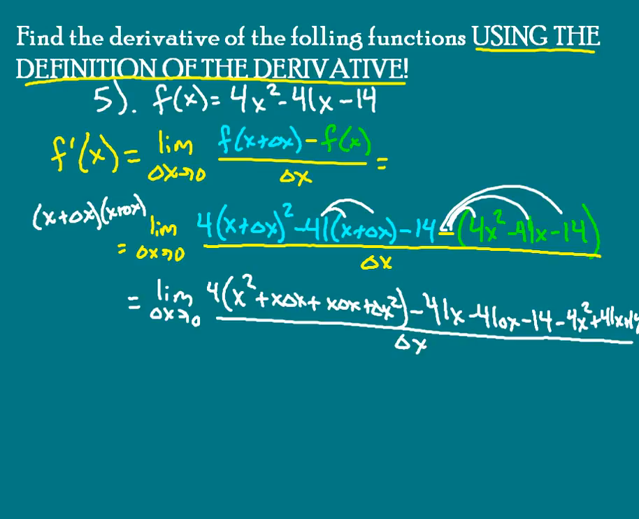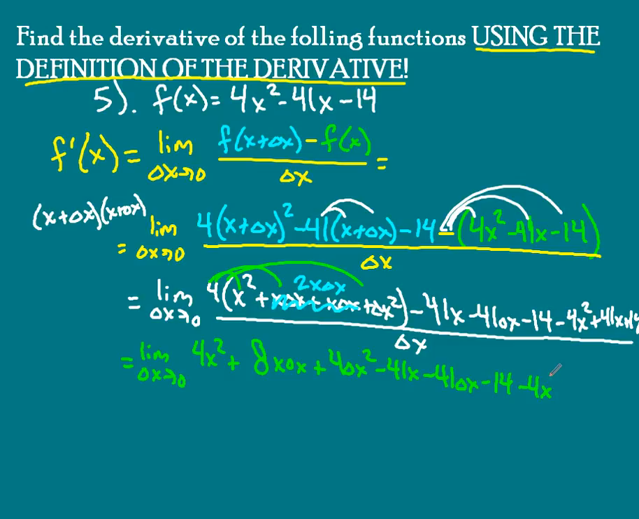Okay, what I can look at real quick here, I have these x delta x's, 2 of them, so that should be 2x delta x. That can just be a nice easy simplification. I'm also going to distribute this 4 through. Limit as delta x approaches 0, so it's 4x squared plus 4 times 2x delta x, which gives you 8x delta x, and then I'll have 4 delta x squared. The rest I'm just going to keep the same. Minus 41x, minus 41 delta x, minus 14, minus 4x squared, plus 41x, and then plus 14. All that is divided by delta x still.